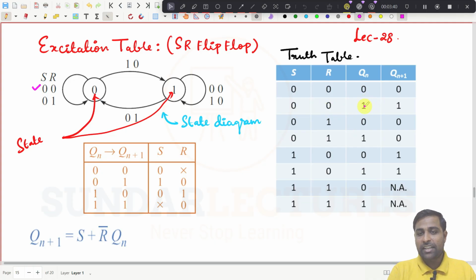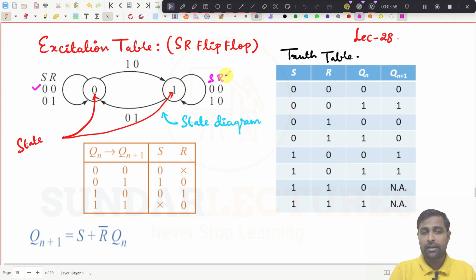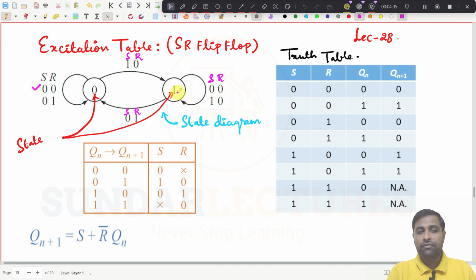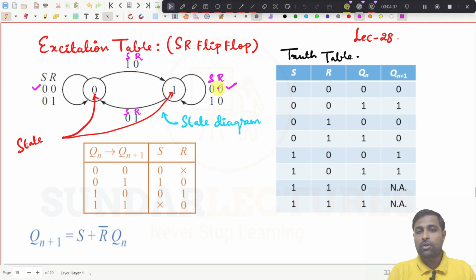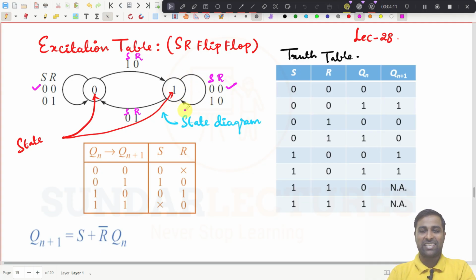And what is this one now? If the present state is 1, that means we are here now, and S equal to 0, R equal to 0, then what happens? The present state will be retained again. This 1 will be retained. See here, this is S, this is R, this is S, this is R, as well as this is S, this is R. So if this is 1 and I am giving S equal to 0, R equal to 0, again it will be retained as 1. That is the idea.